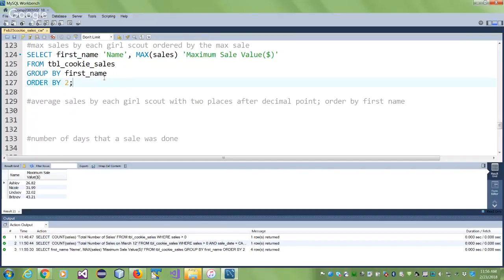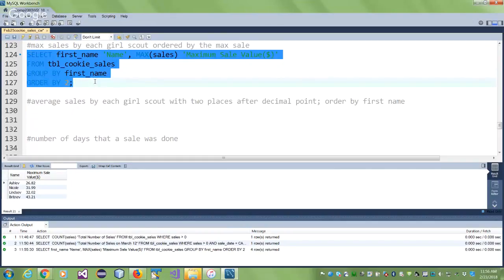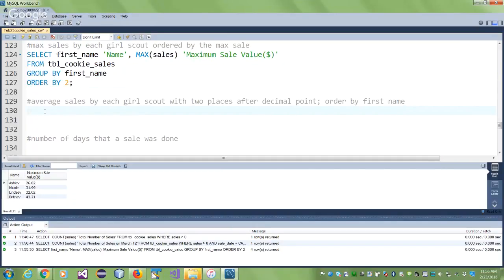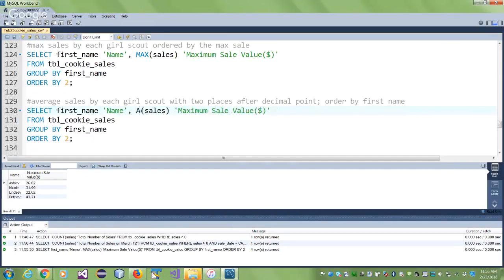Okay. Second one: average sales by each girl with 2 places after decimal, order by first name. So here, remember how when I showed you the average, it was kind of untidy. But now I'll show you how to only show 2 places after decimal. So it's kind of the same thing. Pick this up, put it here, change the function, change the heading, and group by first name, and let's see what happens. And order by first name.